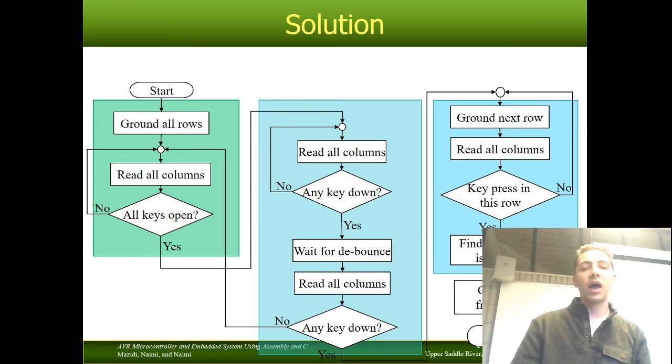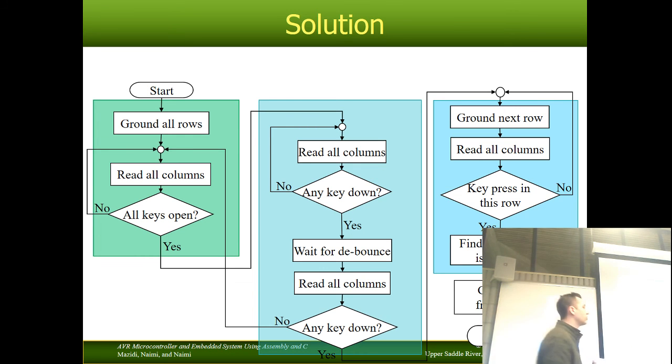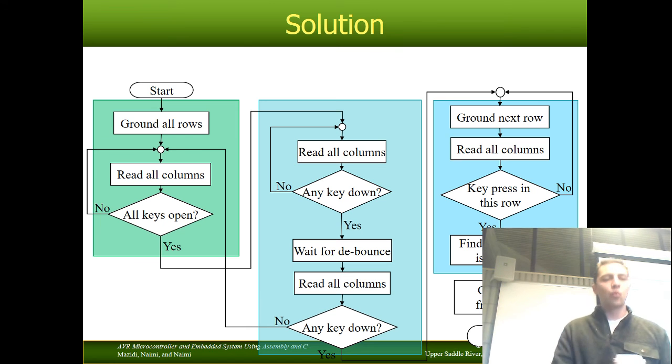On the far right, this is where we do our keypad scanning. We ground the next row, which the first time through is going to be the 0th row. Read all the columns. Are there any keys pressed in this row? If there are, you look at the bit values to figure out which one is pressed, and you get the code from the table. The table is going to tell you what's going on.